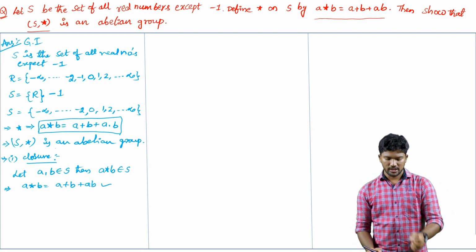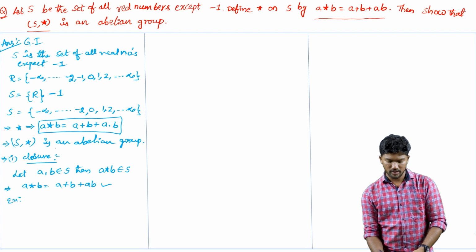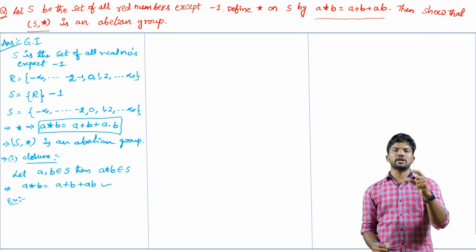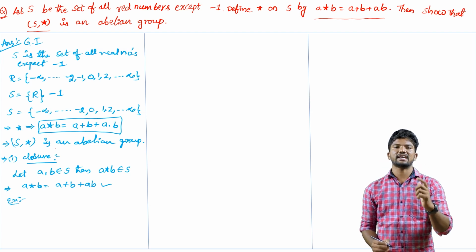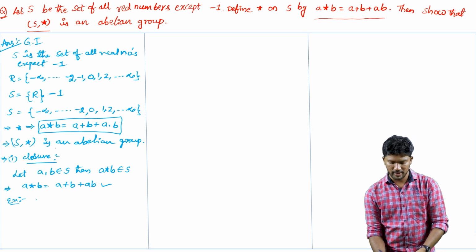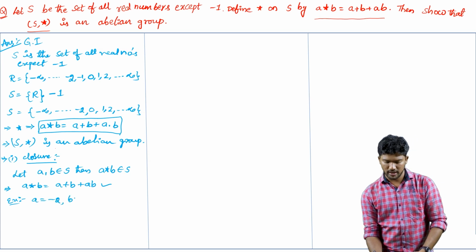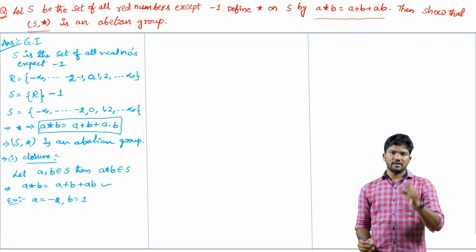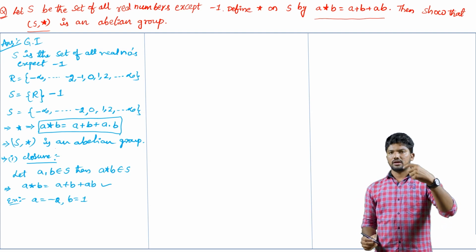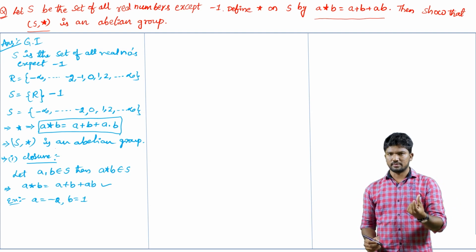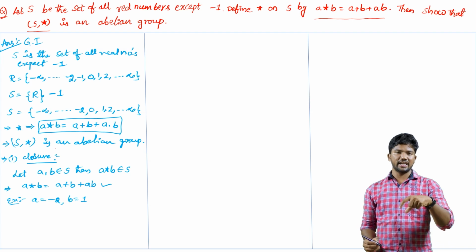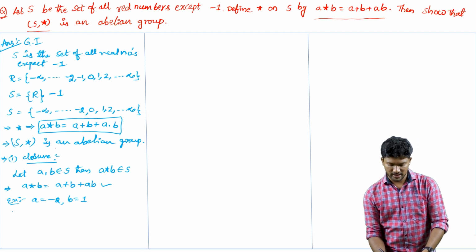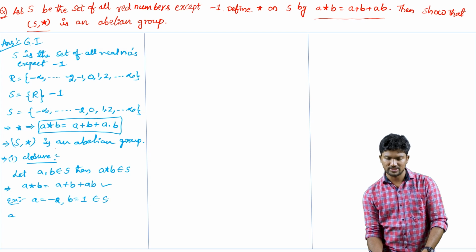How can you say that? Now I am explaining with an example. Just take any two numbers from the set of real numbers except -1. So now I am taking -2 in place of A, and 1 in place of B. Why? Because A comma B is not equal to -1. Except for -1 you can take any number from the set of real numbers. So A comma B belongs to S only.